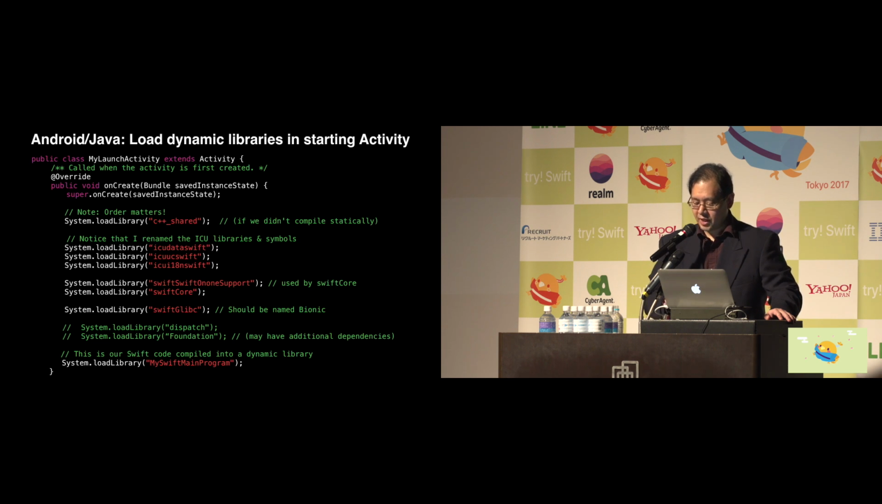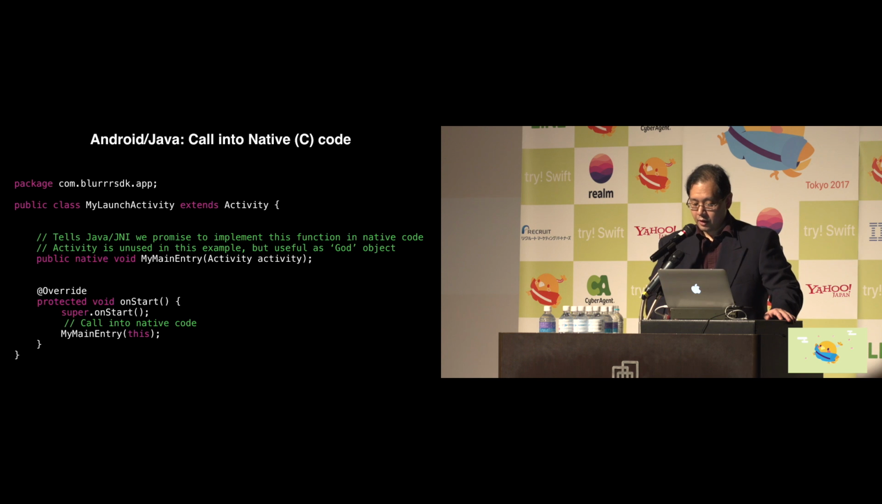Here we must load all dynamic libraries for Swift. Order matters, so we must load all the dependencies first, then Swift itself, and then our program, which we wrote in Swift. Remember, we cannot build normal executable files for Android, so everything we write must be built into a dynamic library so it can be called from Java. This is the same class as before, but I've hidden the onCreate method so we can see this. OnStart is roughly the equivalent to awakeFromNib or applicationDidFinishLaunching.